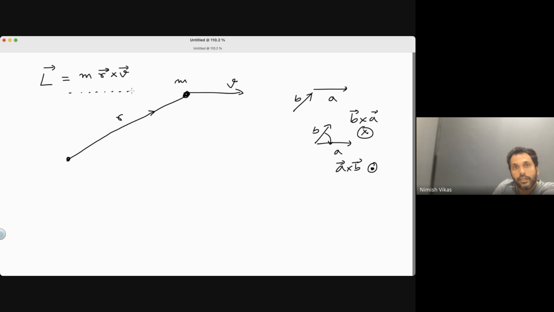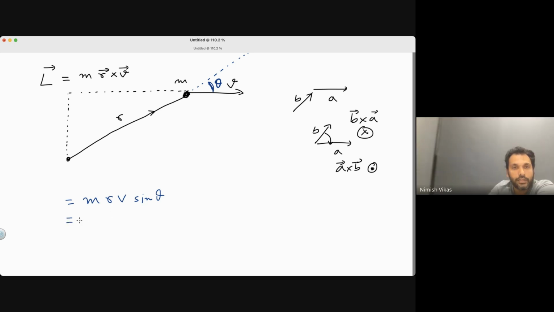It is even better to write like this. If I say R cross V, that means I've extended my R. I've put the foot of the R. My R goes this way, and this is the angle I'm talking about, right? So what is it? It is MRV sine theta, right? Cross product, right? Is that clear?